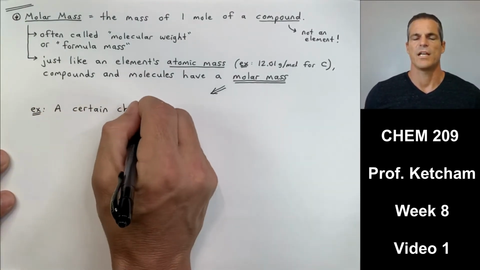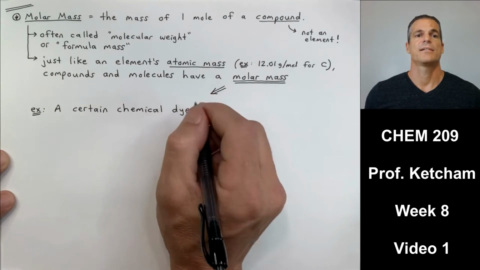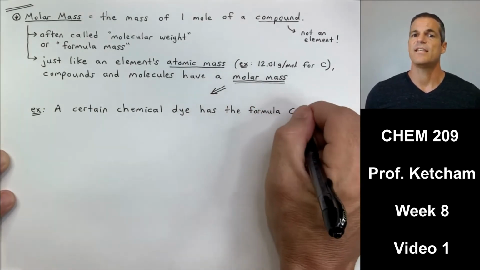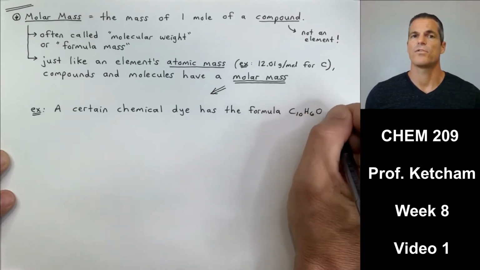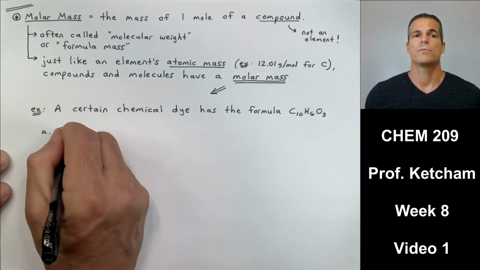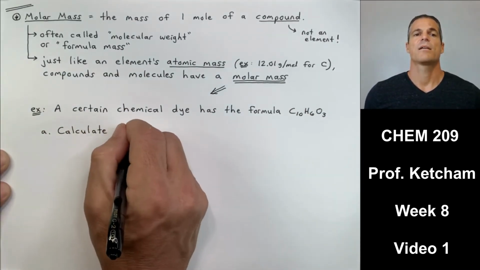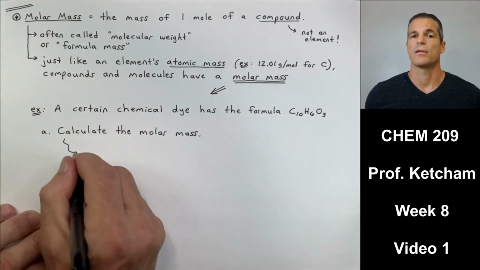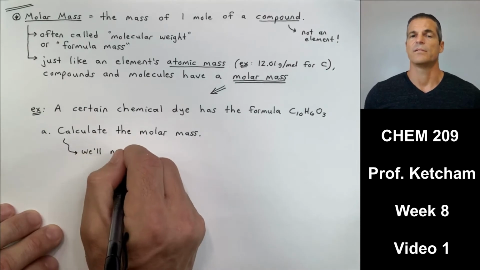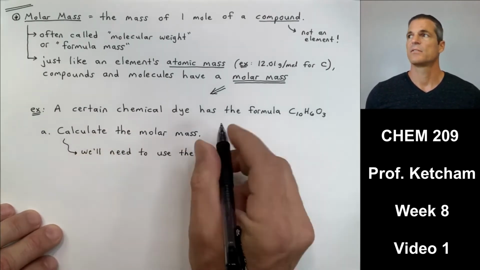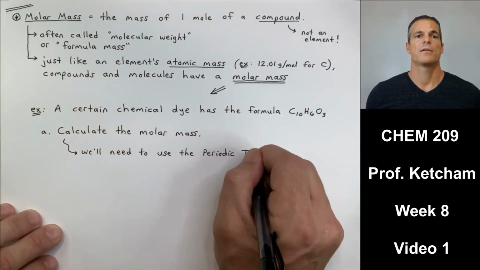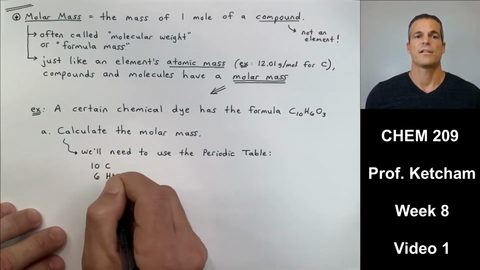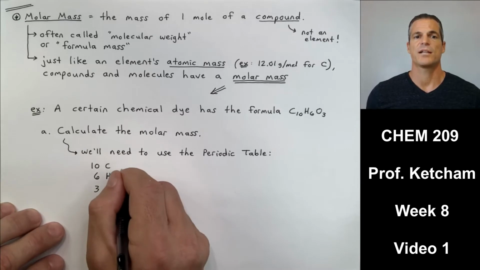But we'll do some more examples. We'll do an example right here, actually. Example, a certain chemical dye has a formula C10H6O3. I want to know, in A, I want to calculate the molar mass of C10H6O3. Well, I've got 10 carbons, 6 hydrogens, and 3 oxygens. All right? So it says we'll need to use the periodic table. 10 carbons, 6 hydrogens, 3 oxygens.